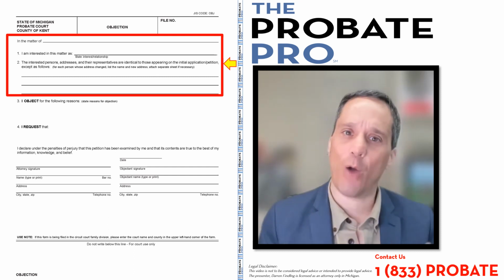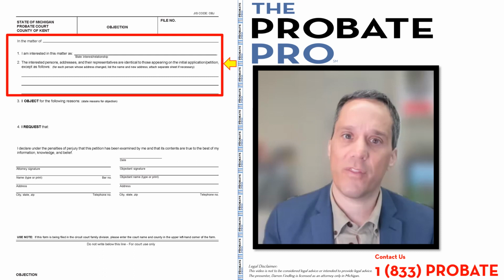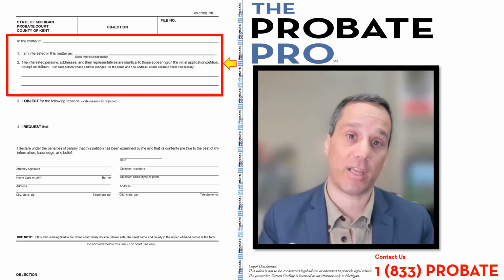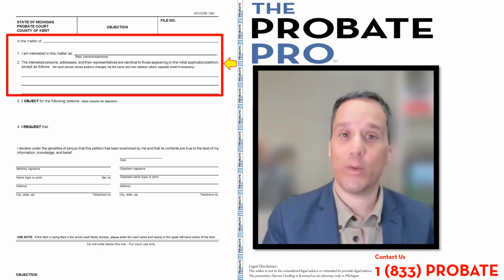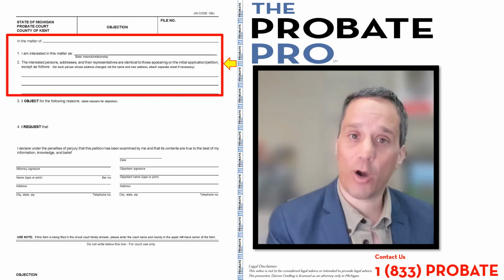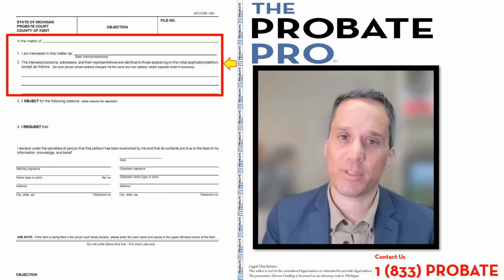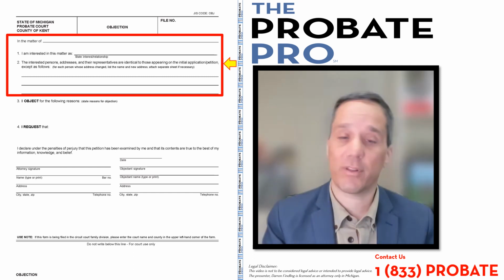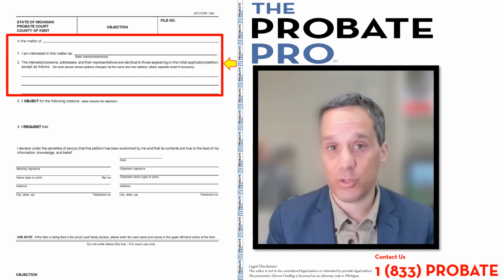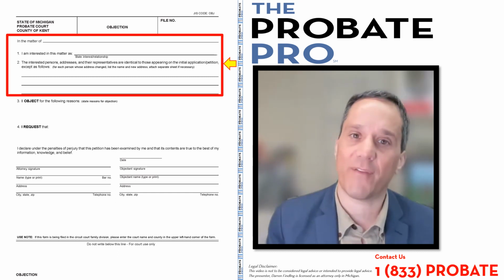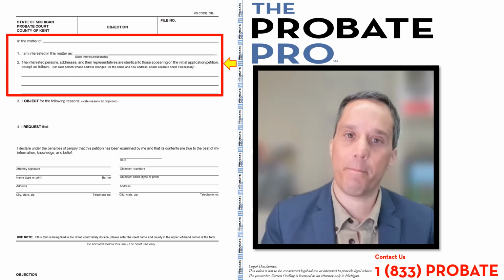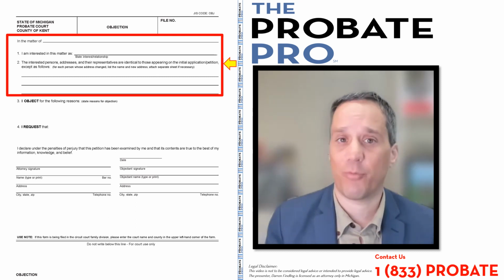The number 1 paragraph says, I'm interested in the matter of, or in the matter as. So you identify how you're related to the matter. Are you the person being sought guardianship over? Are you an interested person or party within the probate proceeding? Are you the mother, the father, the guardian, the fiduciary? Whatever it may be, you identify your relationship to the matter in paragraph 1.